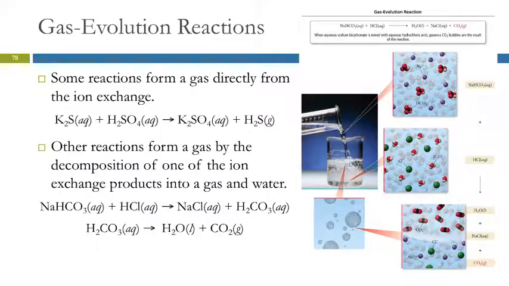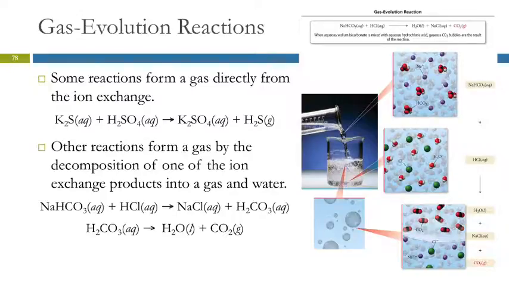The other type, you do the swapping partners, and then you get something like this, H2CO3. That's an acid. It's carbonic acid. Carbonic acid is not stable. It decomposes spontaneously. It falls apart into water and carbon dioxide. We should remember that carbon dioxide is a gas. How do you remember that H2CO3 is unstable and decomposes? Flashcards. Yeah, you just have to remember it.